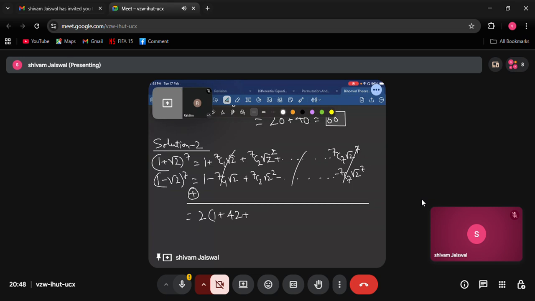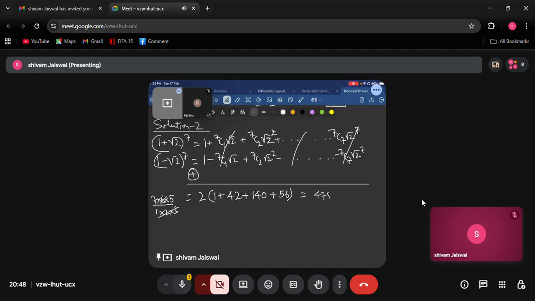Plus 7c4 into root 2 to the power 4. 7c4 will give us how much? 7c4 is 7 into 6 into 5 divided by 1 into 2 into 3. That is 35. So 35 into root 2 to the power 4. 35 into 4 will give us 140. And then 7c6. 7c6 is 7. 7 into root 2 to the power 6, which is 8. 7 into 8, 56. Tell me, are you getting, Raktim? Yes, sir. This calculation you can do very easily. You will get the answer as 478. Is it clear, Raktim? Yes, sir.